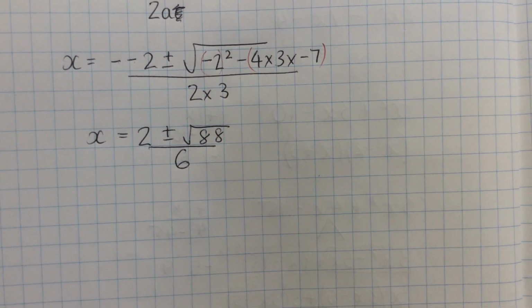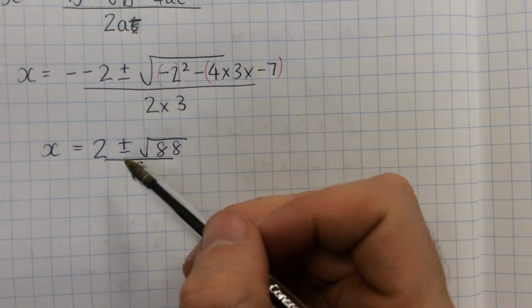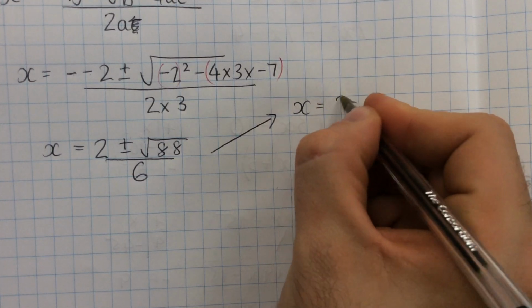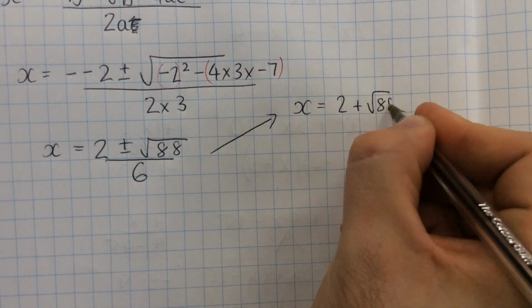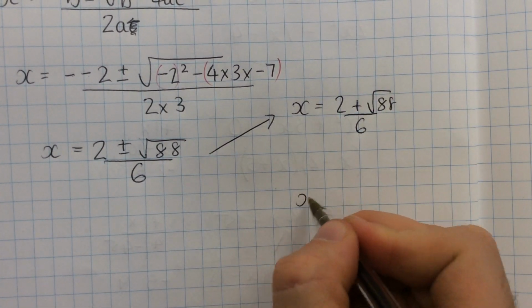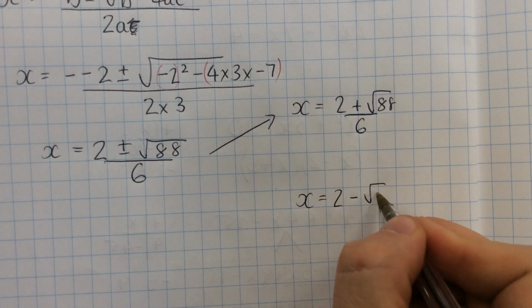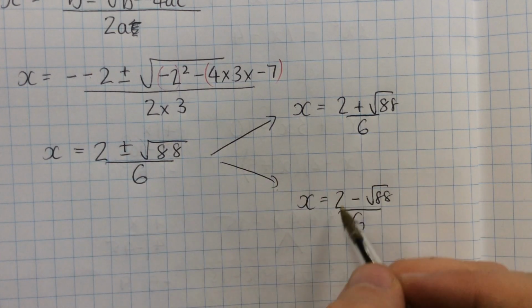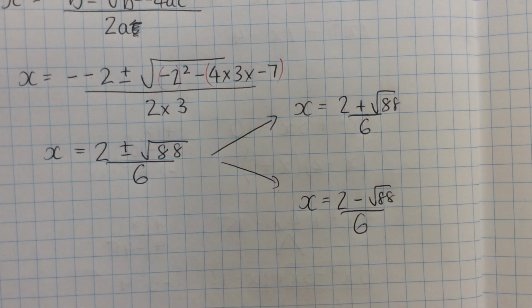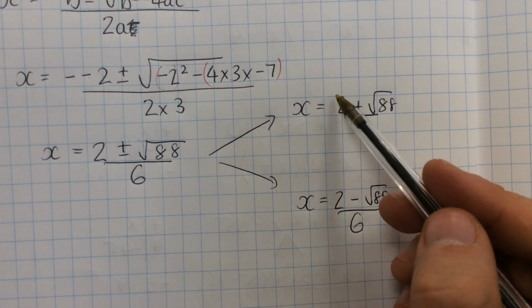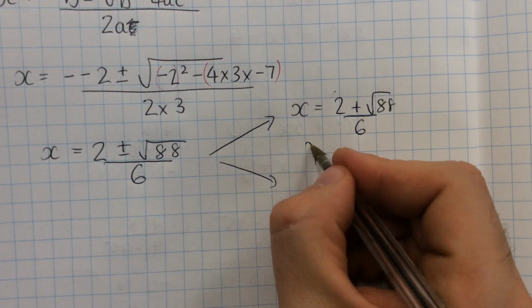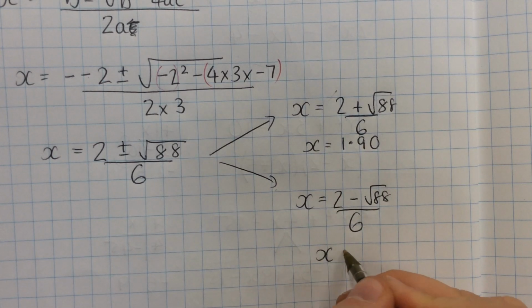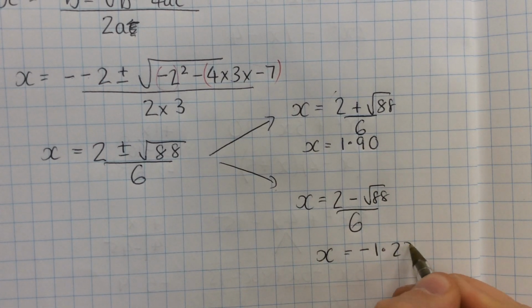From here, we can look at our either or scenario where we can break this plus or minus sign into two options. We either have x equals 2 plus the square root of 88 divided by 6, or we have x equals 2 minus the square root of 88 divided by 6. So we're taking this plus minus and splitting it into the two options, and then you plug that into your calculator, and again I put a bracket around the top depending on which calculator you've got. So we get 1.90, and when it's minus we get minus 1.23.